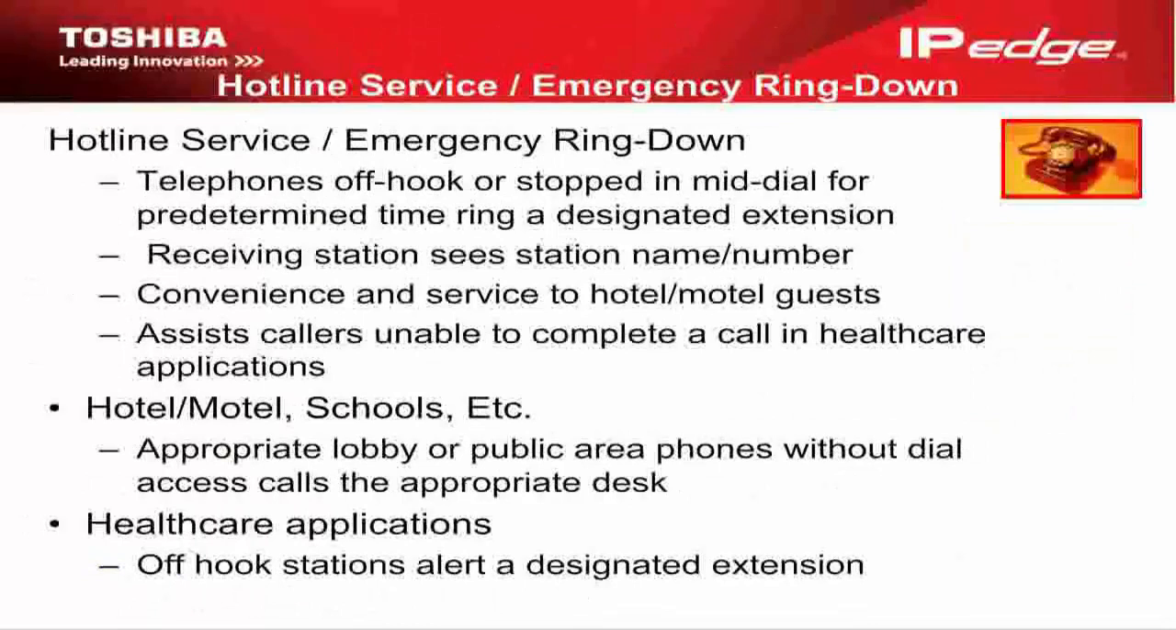The Hotline Service Emergency Ringdown feature allows telephones to be programmed so that when the user goes off hook and does not dial anything, or stops in mid-dial, they automatically ring a designated extension. The receiving station or attendant console displays the station name and/or number of the off-hook calling station. This provides convenience and service to hotel-motel guests calling from lobby or public area telephones. In healthcare applications, this feature assists callers who may not be able to complete the call by dialing.